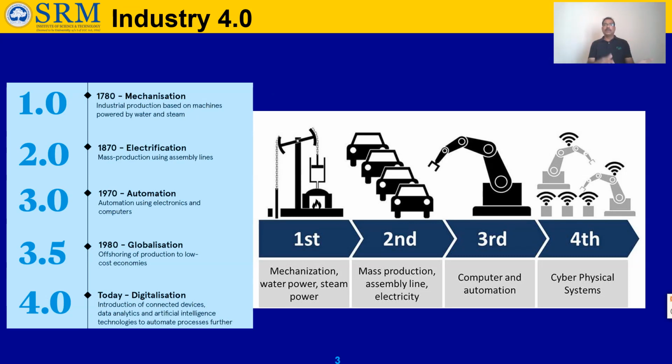So it took almost 100 years, from the 1870s to 1970, to get Industry 3.0. Then electronics. Most of the industries in India are following Industry 3.0 only, not upgraded to Industry 4.0. Then from automation, globalization came in the 1980s. It's almost 40 years gone, but still people are using 3.5 only.